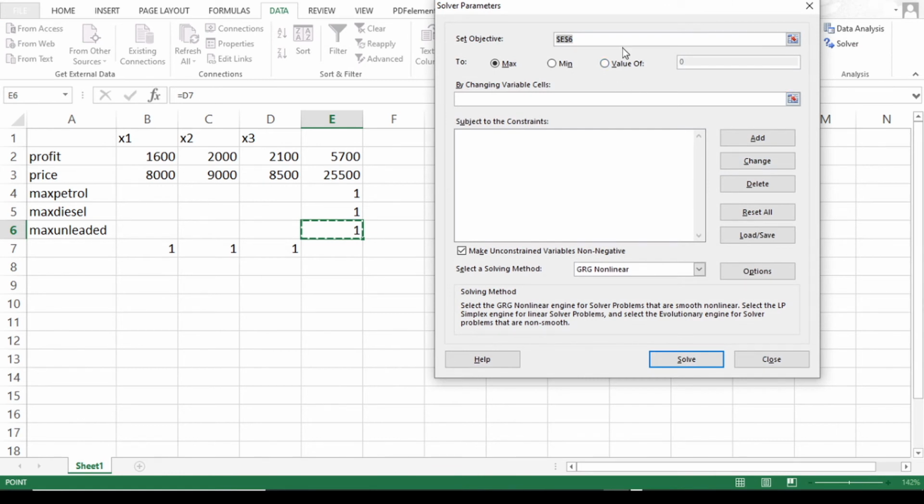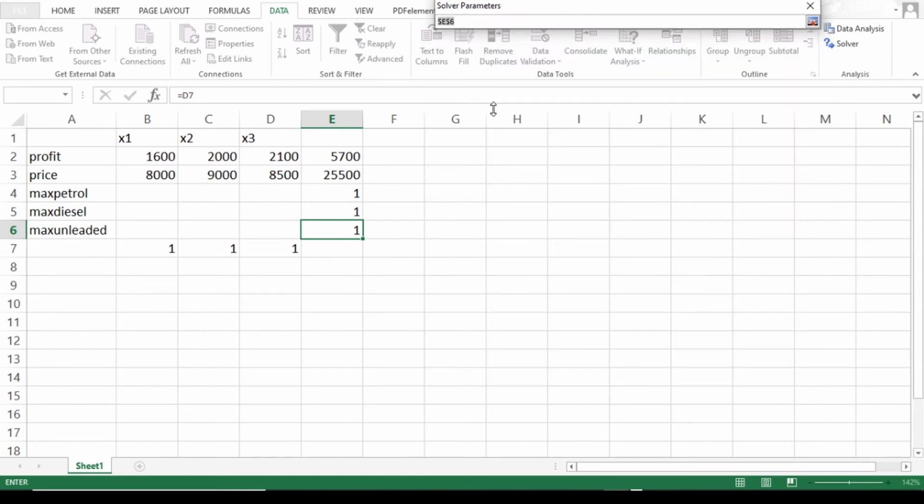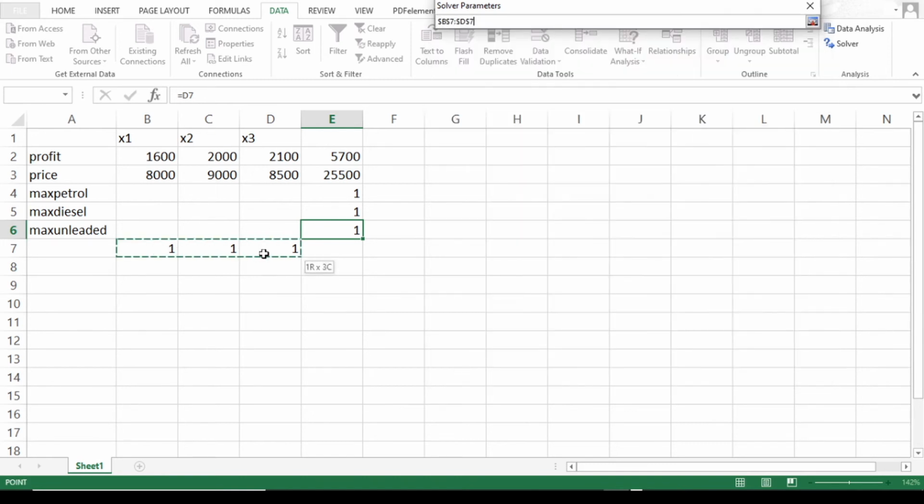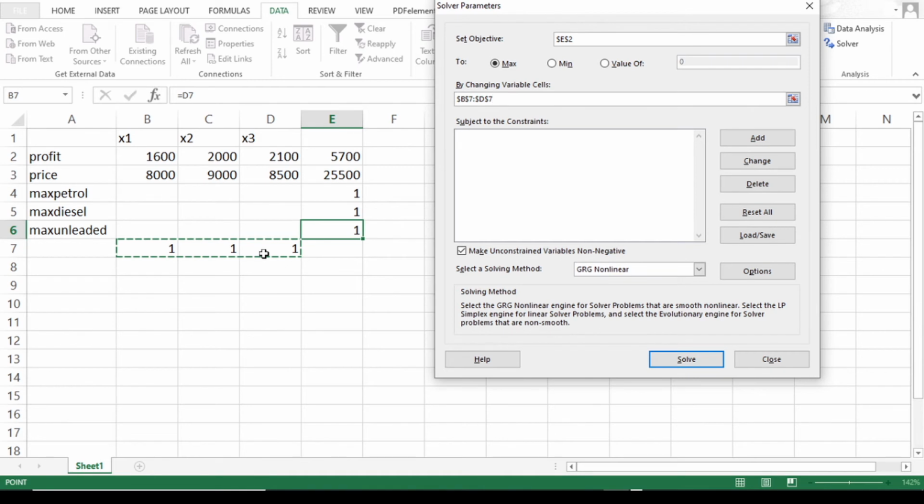First of all, I want to set my objective. My objective is the value of my objective function. So that would be in cell E2. I would like to maximize my objective function. So in this case, I would like to maximize by changing the variable cells. Now the variable cells are the values for my decision variables, so it will be those three there. And then I want to add my restrictions.